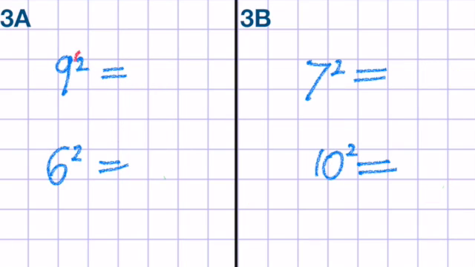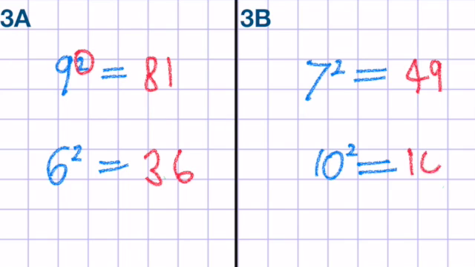Here you have to square these numbers. This little 2 means you times the number by itself. Press pause while you do that. Okay, 9 squared is 81. 6 squared is 36. 7 squared is 49. And a 10 squared, and tell you the answer, is 100.